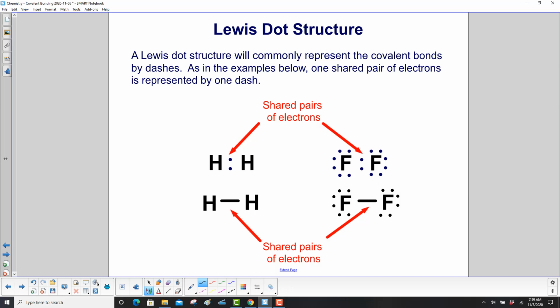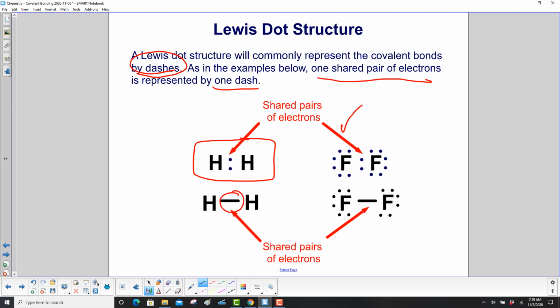A Lewis dot structure will commonly represent the covalent bonds by dashes. As in the examples below, 1 shared pair of electrons is represented by 1 dash. So in the previous slide, we had hydrogen here with the shared pair of electrons. You replace that with a dash.